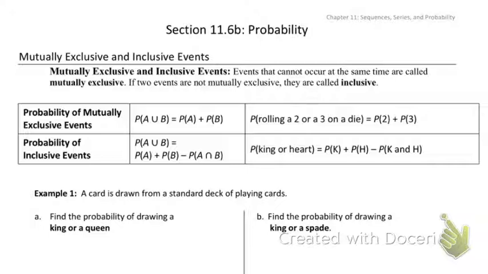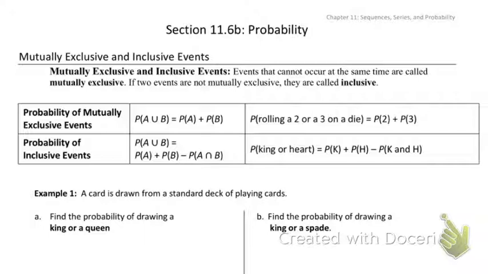The key word for mutually exclusive and inclusive events is going to be the word or. I'm going to roll a 2 or I'm going to roll a 3. It's all in the same roll. I'm just going to do one of those rolls. So the key word to mutually exclusive and inclusive is the word or.